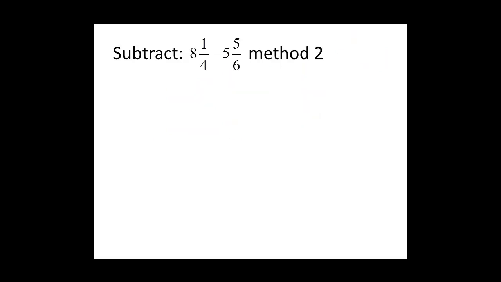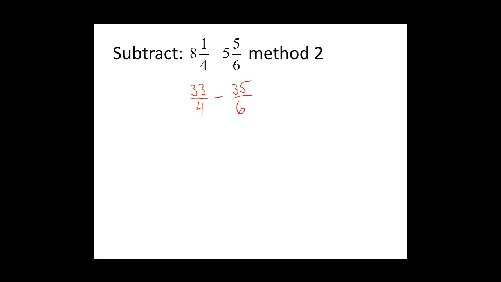Now we will do this same subtraction problem using method 2. When we say method 2, what we are going to do is change the mixed numbers to improper fractions first, then subtract. We will change this to an improper fraction. The whole number times 4 is 32, plus 1 is 33 over 4. And then we will change this to an improper fraction. 5 times 6 is 30, plus 5 is 35.